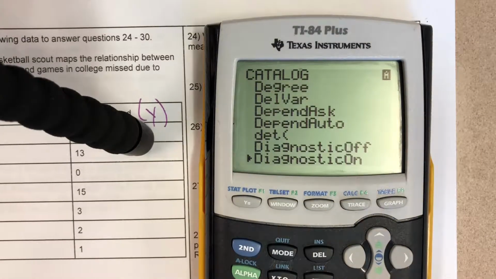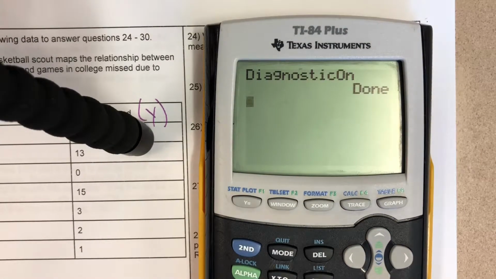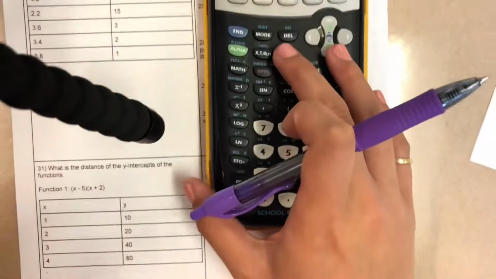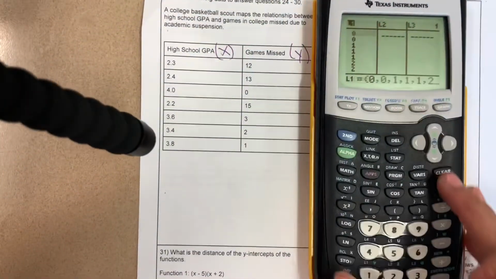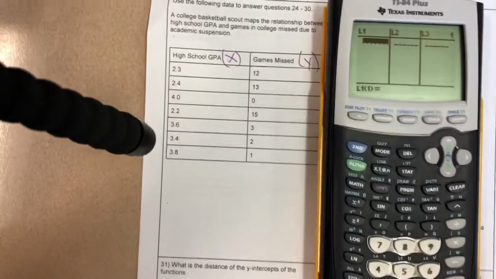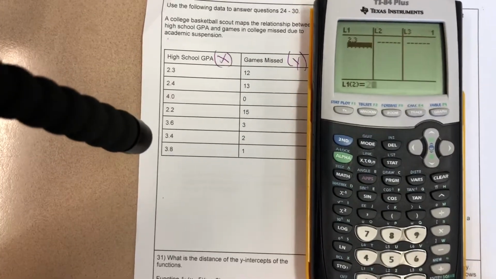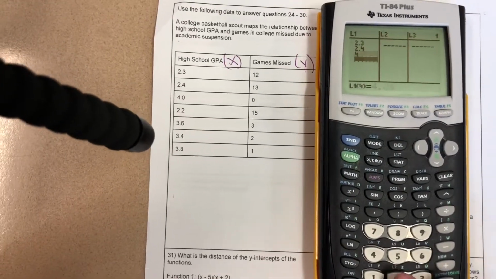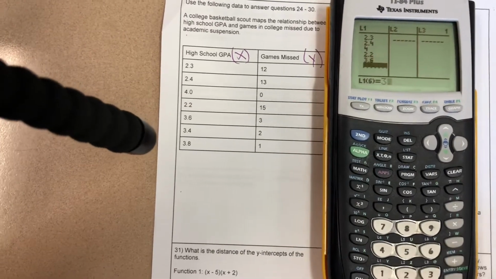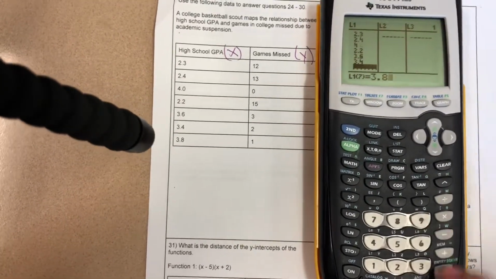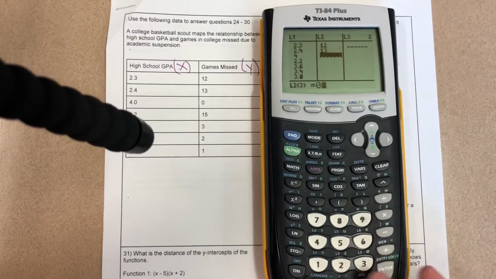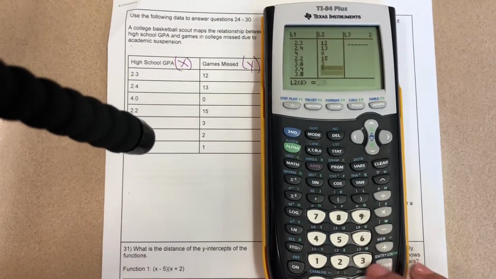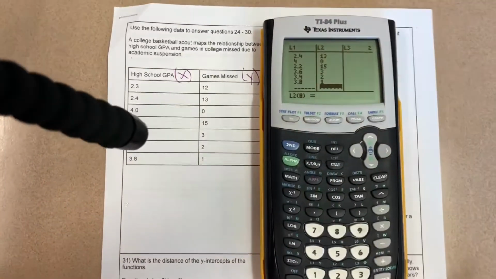All right, diagnostic on, hit enter, enter, and then it's done. Then I'm going to go stat, enter, to get to my stats list, and that's when I'm going to put in my X values that I have. So 2.3, 2.4, 4.0, 2.2, 3.6, 3.4, 3.8. I'm going to go over to my Y values, 12, 13, 0, 15, 3, 2, 1, and then they line up, so I have all my points.